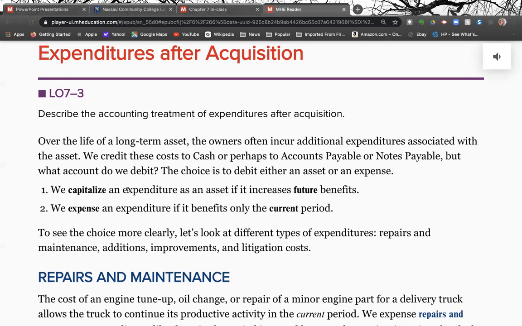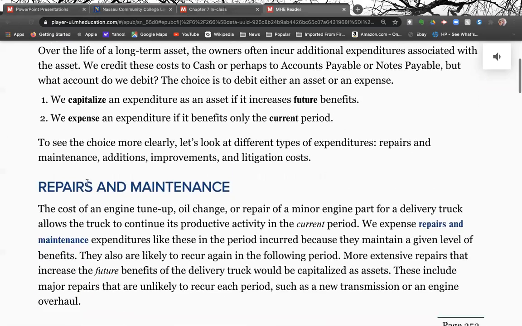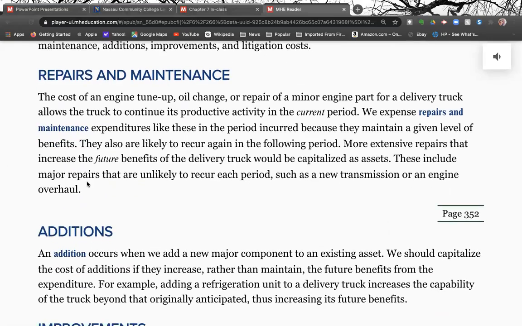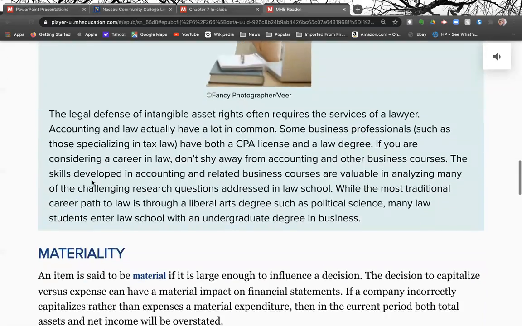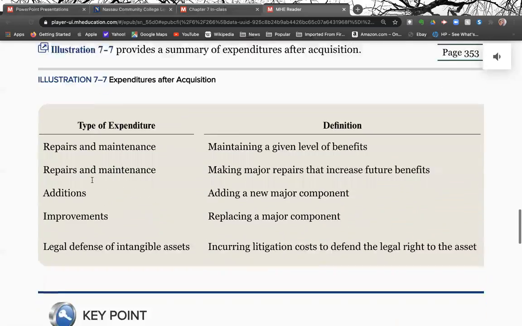When I bought the car without air conditioning, I thought I could get by without it. I had to put air conditioning in the car. That could have cost me a couple $1,000s to do something like that. That cost gets added to the asset. So here they go through a whole explanation of that: repairs and maintenance, additions, improvements. Don't get bogged down in it. I'm just bringing it to your attention.